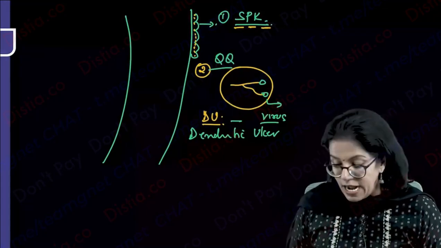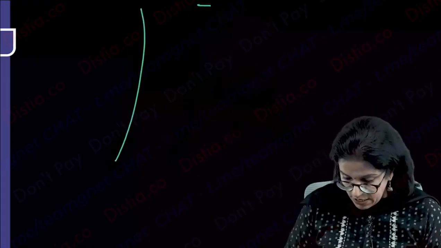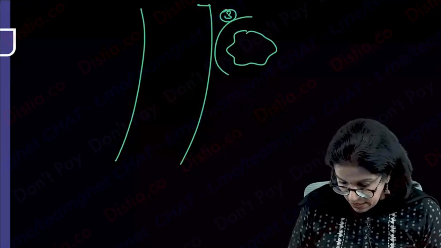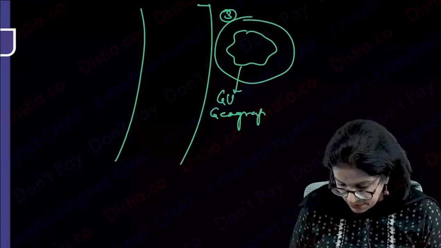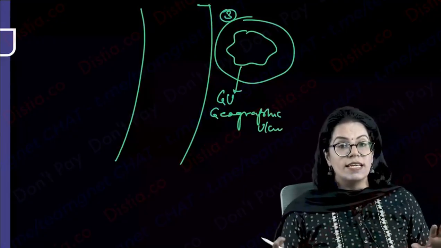Got it? And now what happens? Continuing further with the epithelial involvement, this can progress as number 3, amoeboid in shape. If there is an amoeboid shape ulcer, this is what is called GU, geographical ulcer. This is the reason steroids are totally contraindicated.